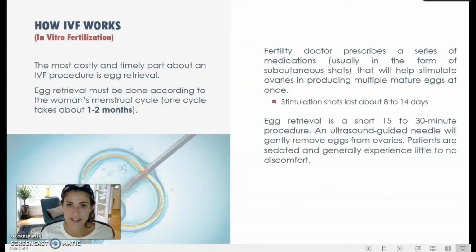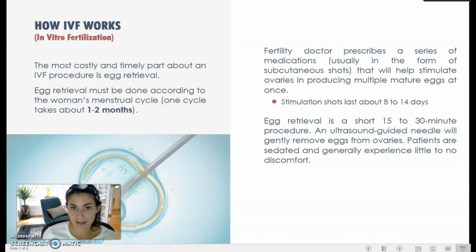So the most costly and timely part of IVF is the egg retrieval. So it's the process of gathering the eggs from the woman's ovaries. And this procedure must not only be done according to the woman's menstrual cycle, but also according to what the clinic has available as they're scheduling all their patients. So generally an IVF cycle to gather the eggs will take about 1 to 2 months.